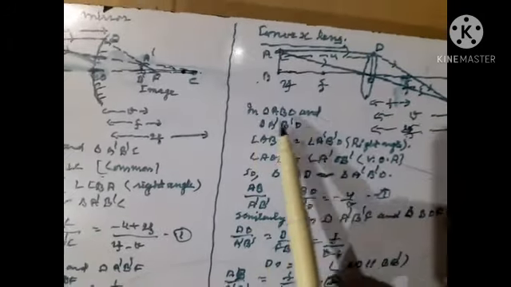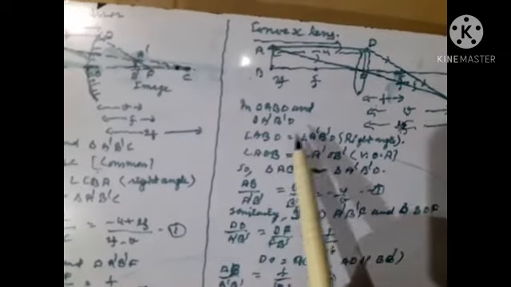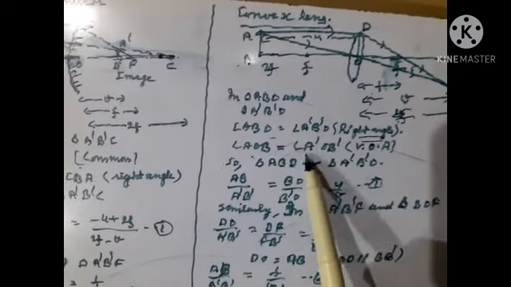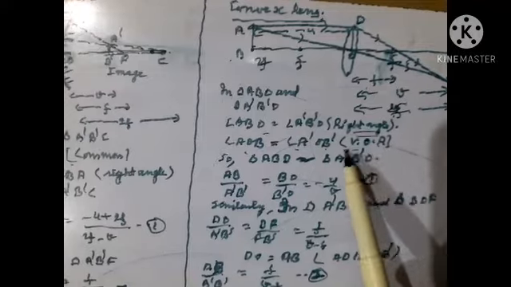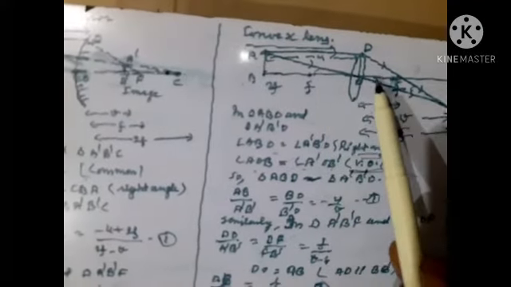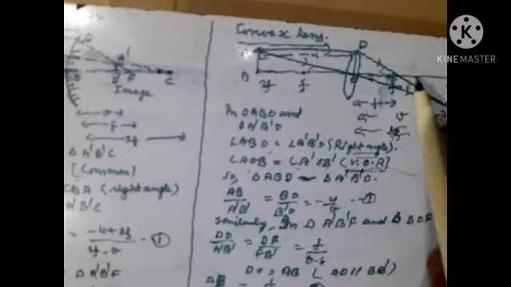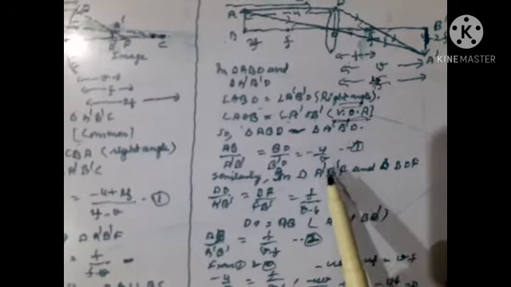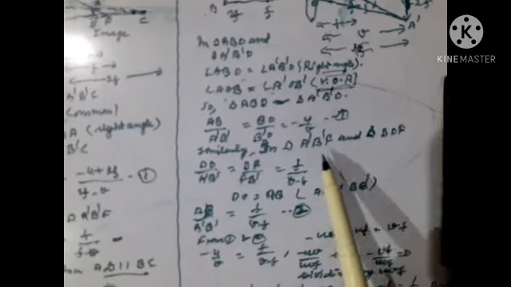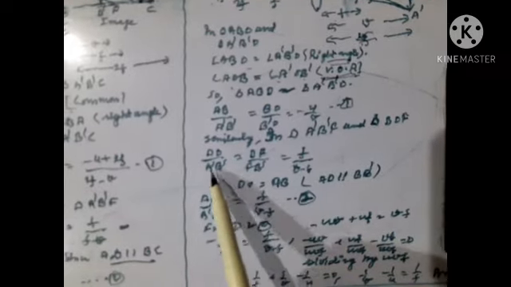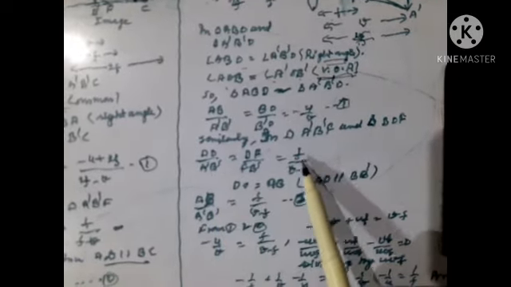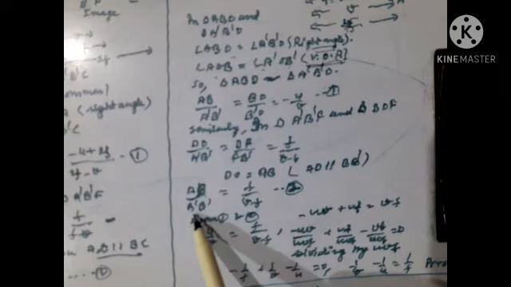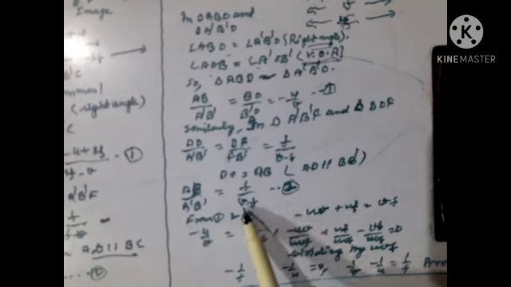In triangle ABO and triangle A'B'O, angle ABO is equal to angle A'B'O, what are they? Right angle. Angle AOB and angle A'OB' are vertically opposite angles. Here this angle is equal to this angle, and also here this angle is equal to this angle. AB by A'B', BO by B'O, is minus u by v, that is first. Similarly in triangle A'B'F and triangle BOF, DO by A'B' is DF by FB', which is f by v minus f. DO is equal to AB, AD parallel to BV. AB by A'B', always you have to choose f by v minus f, that is second.